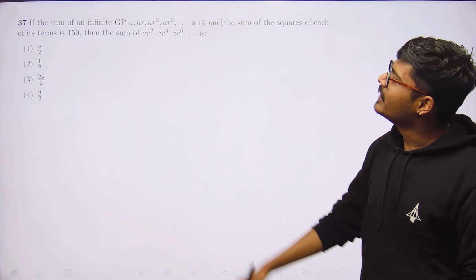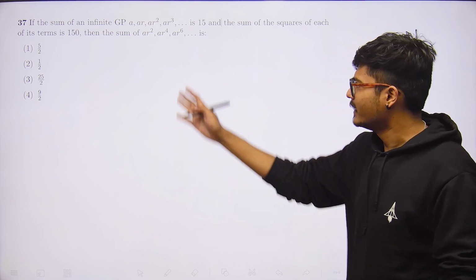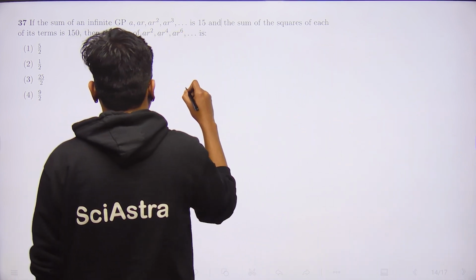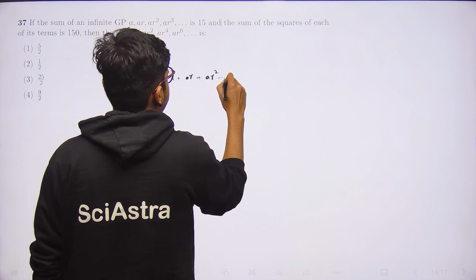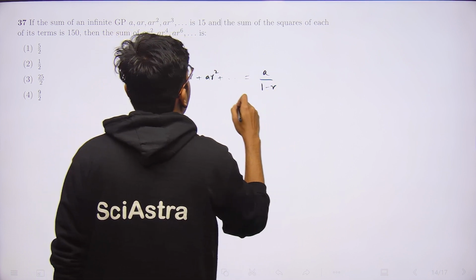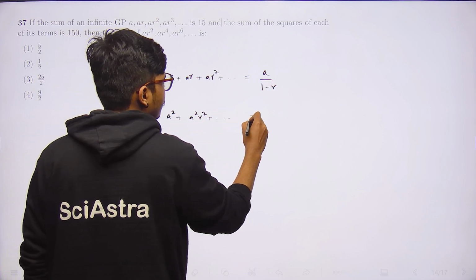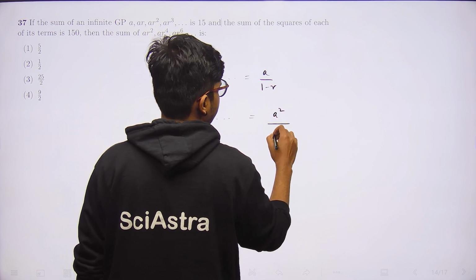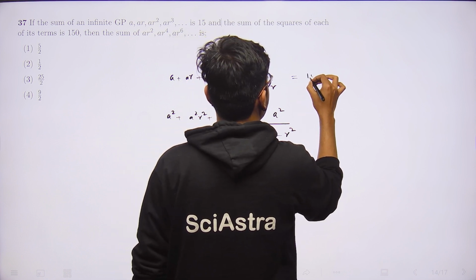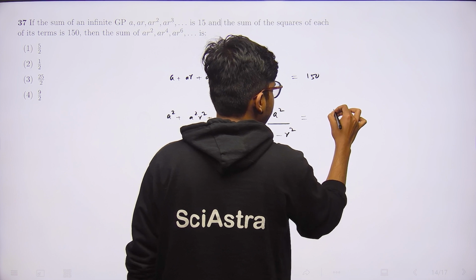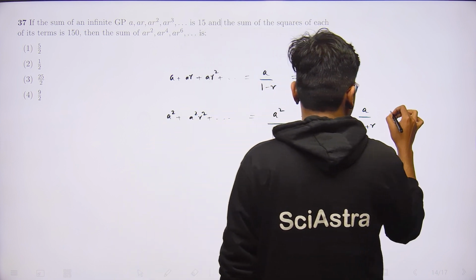Okay. If the sum of an infinite GP a plus ar plus ar square and so on and so forth is 15 and the sum of the squares of each of its terms is 150, then find the sum of this. Okay? तो सबसे पहले see, so this GP a plus ar plus ar square, इसका sum क्या आ जाएगा? a by 1 minus r. And if I look at the sum of the squares, तो वो नया GP क्या है? a square plus a square r square so on and so forth. तो इसका first term है a square and the common ratio is r square, right? So this becomes a square by 1 minus r square. तो ये वैल्यू हमारे पास गिवन है. This is equal to 15, right? And this is 150. But इसको मैं ऐसे भी लिख सकता हूँ, right? a by 1 minus r times a by 1 plus r, right? Okay, this is equal to 150.